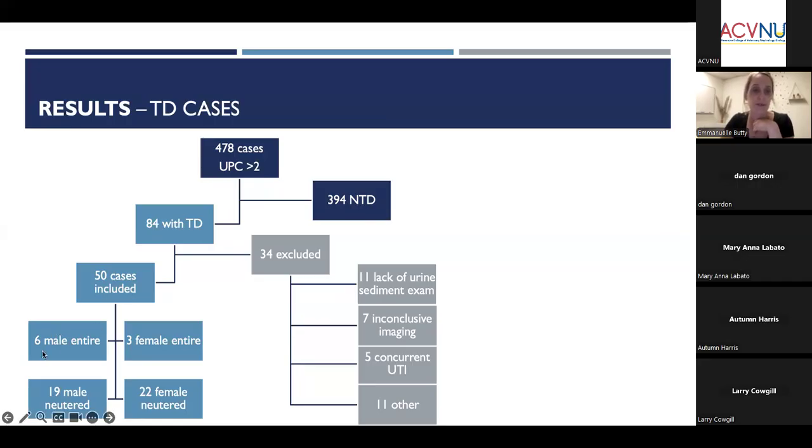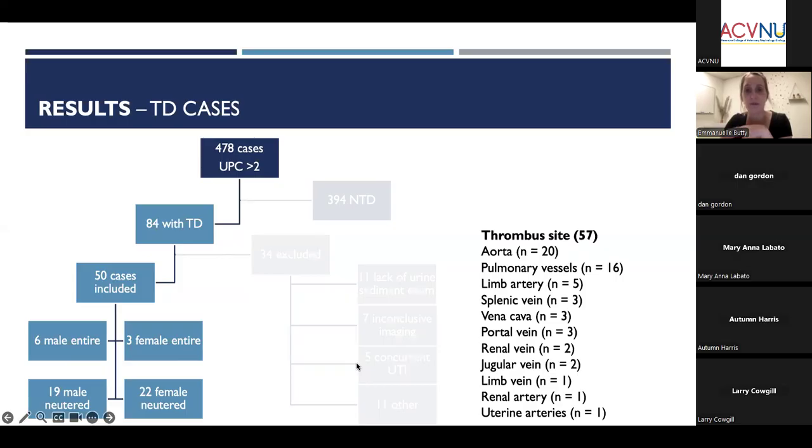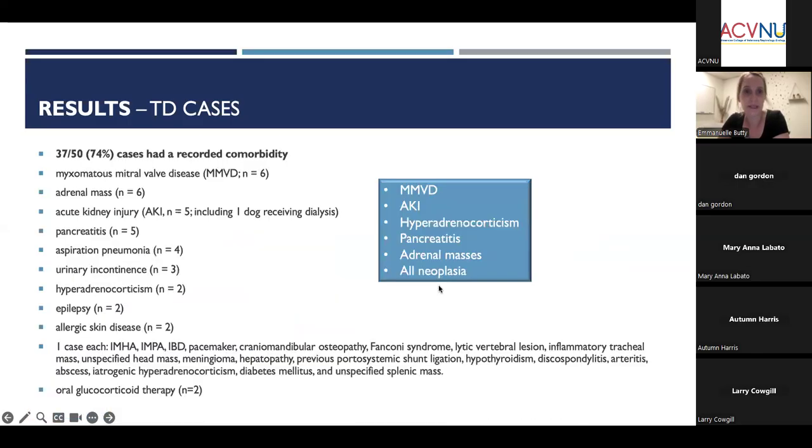And it was 6 male entire, 3 female entire, 19 male neutered, and 22 female neutered. And they're also describing in this specific population where the thrombus site was. So they had 57 different sites, and by far the most common were the aorta and the pulmonary vessels. So that was for the thrombotic disease cases.